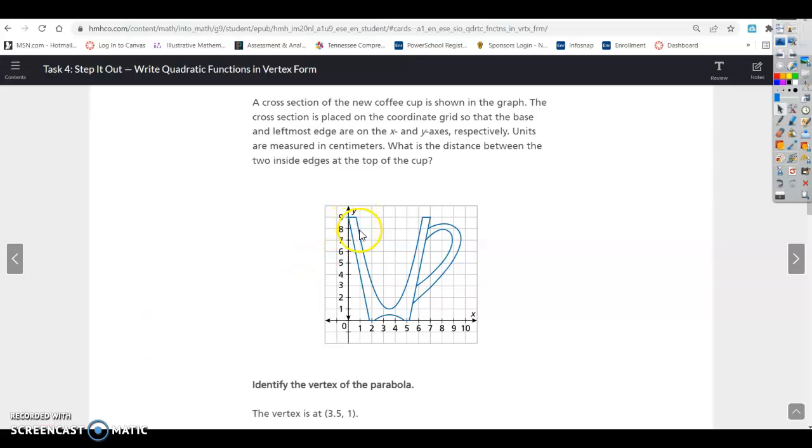All right, so you can see right here, here's the parabola on the inside of the coffee cup. The cross-section is placed on the coordinate grid so that the base and leftmost edge are on the x and y axis respectively. Units are measured in centimeters. What is the distance between the two inside edges of the top of the cup?